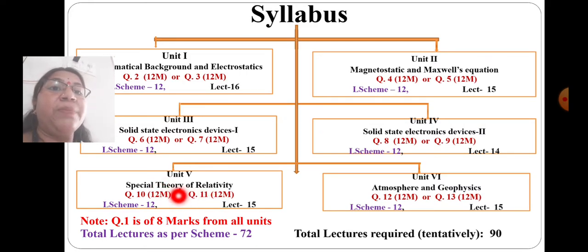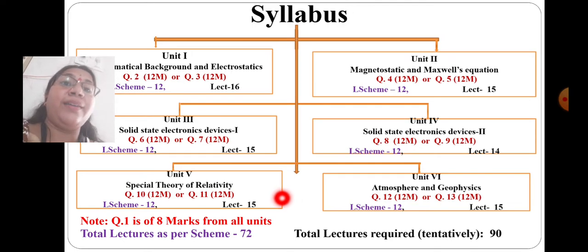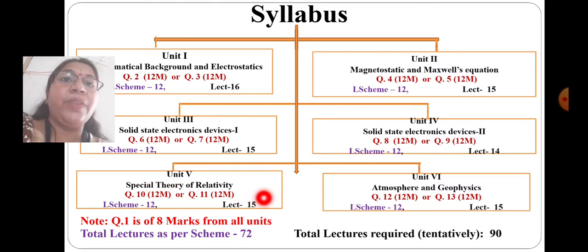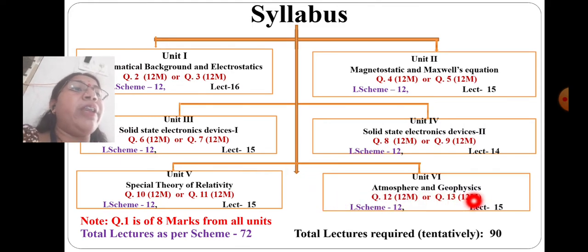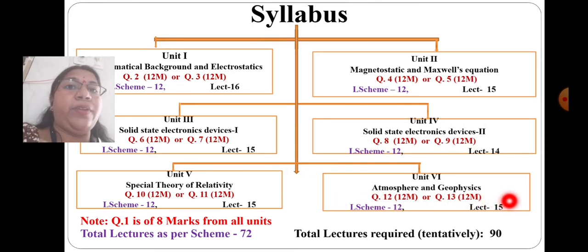So, see this note, students: question number 1 is of 8 marks from all units, meaning it does not consist only of questions from unit 1 or unit 2, but this question may be asked from all units. As per the university lecture scheme, total lectures required are 72, but tentatively we require 90 or above 90.